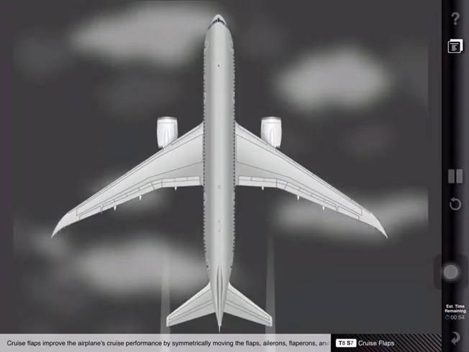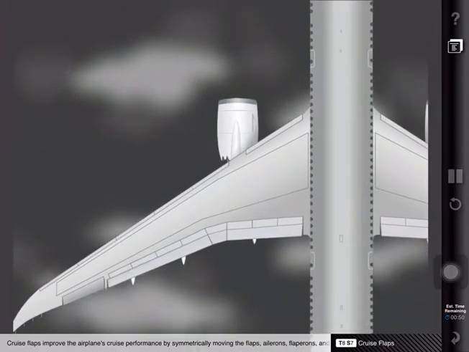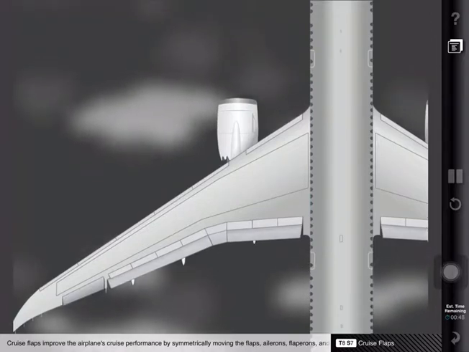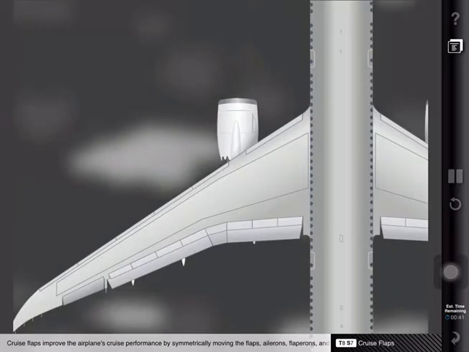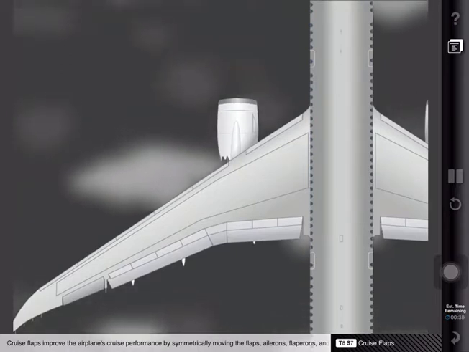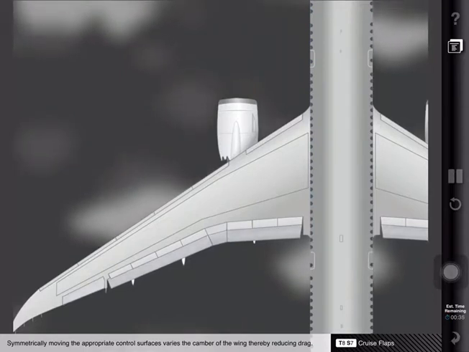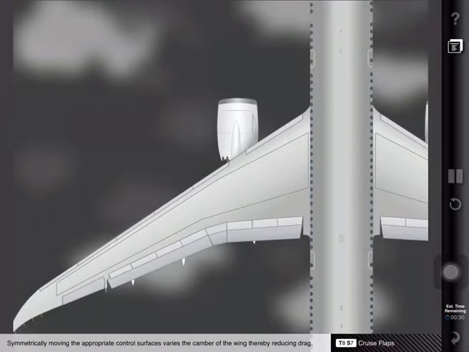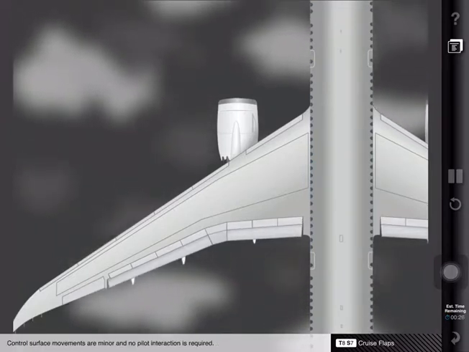Cruise flaps improve the airplane's cruise performance by symmetrically moving the flaps, ailerons, flaperons, and spoilers based on airplane parameters such as weight, airspeed, and altitude. Symmetrically moving the appropriate control surfaces varies the camber of the wing, thereby reducing drag. Control surface movements are minor and no pilot interaction is required.